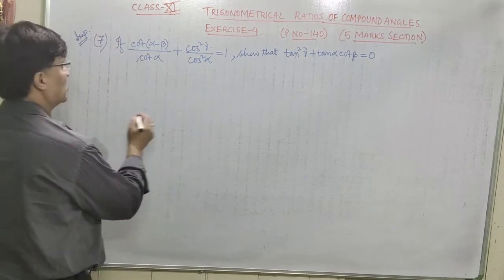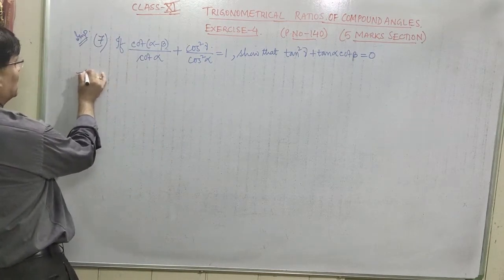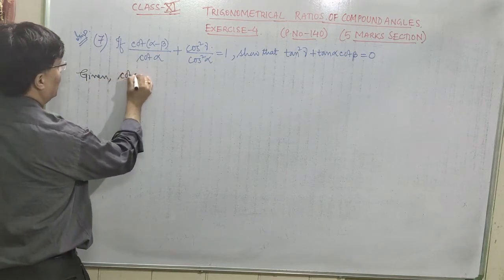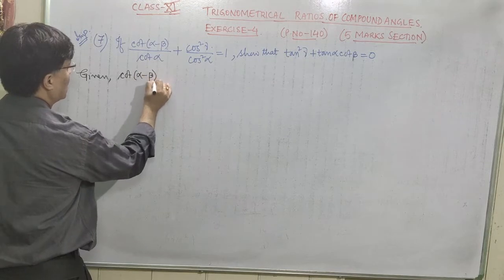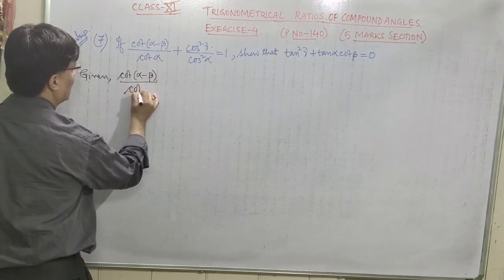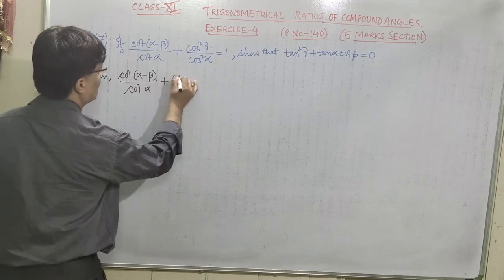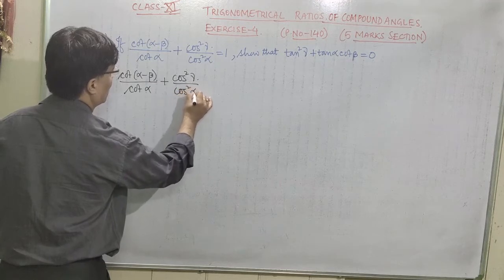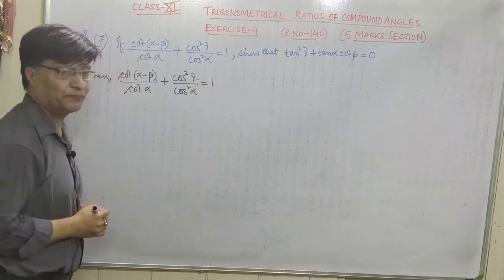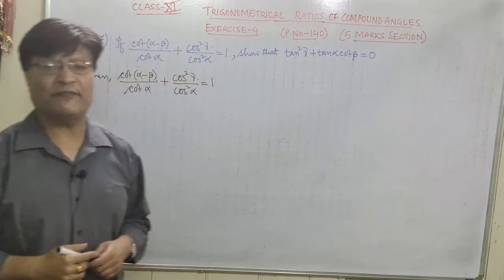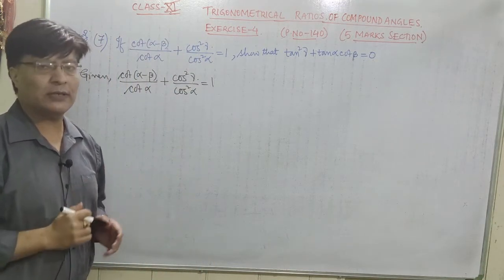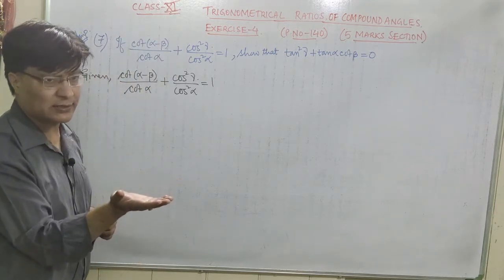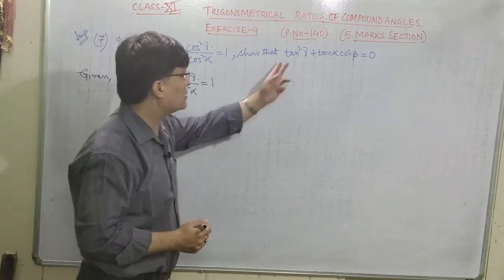So here given is cot of alpha minus beta divided by cot alpha plus cos square gamma divided by cos square alpha is equal to 1. Now let us simplify this given part. On the left hand side there are two terms. One of the terms should be taken to the right hand side. And you know that this is tan square gamma.